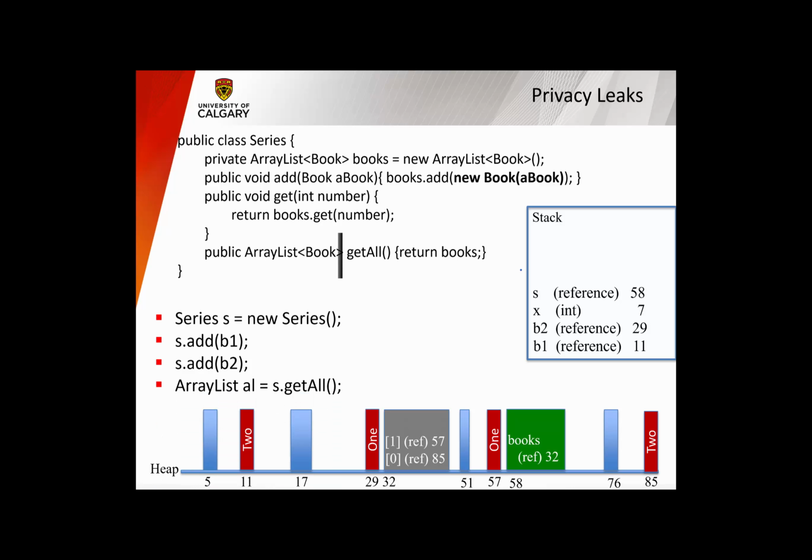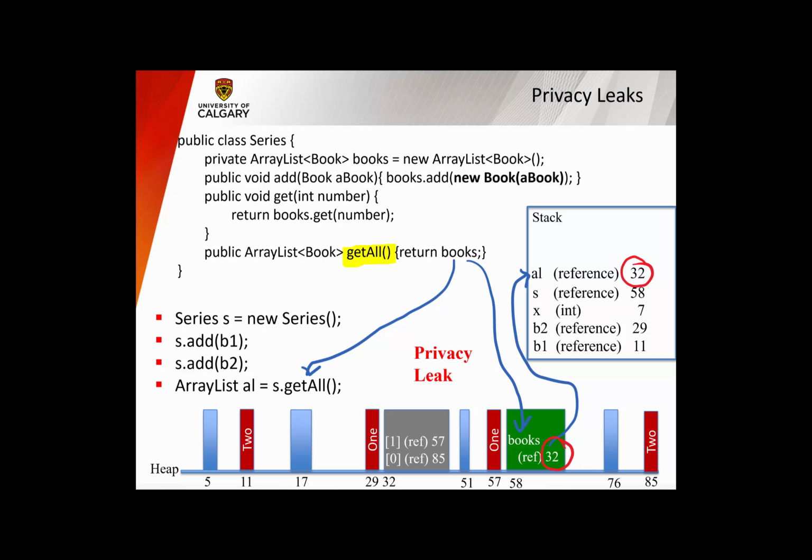So now notice that I have basically prevented the privacy leak. If I'm looking at my gray box, I have references 57 and 85 in there, which don't appear anywhere else. Okay, so now I've truly encapsulated that data. Almost. Because look at the get all method. It just returns the books. So what AL is going to have is that reference 32 is being returned. So I still have a privacy leak sitting right here. And it's an exercise to look at how you would remove that privacy leak.